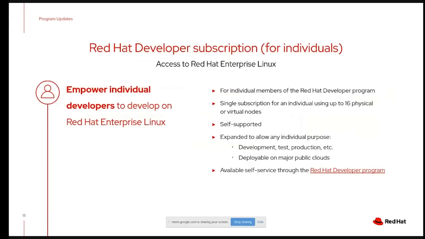Now, we have had this for a little while now, but we've tweaked some things here. What this does provide for an individual, not a corporation, but for an individual, you can have a single subscription and you can run up to 16 physical or virtual nodes that are then subscribed to our content distribution network and be able to get the updates. You can be going to 9.2 or 9.4 or whichever version you want to be playing with. The key, though, is this is for individuals. This is free. And so it is deemed a self-supported environment. But it allows you to do any kind of development, test, even small-time production, as an individual.